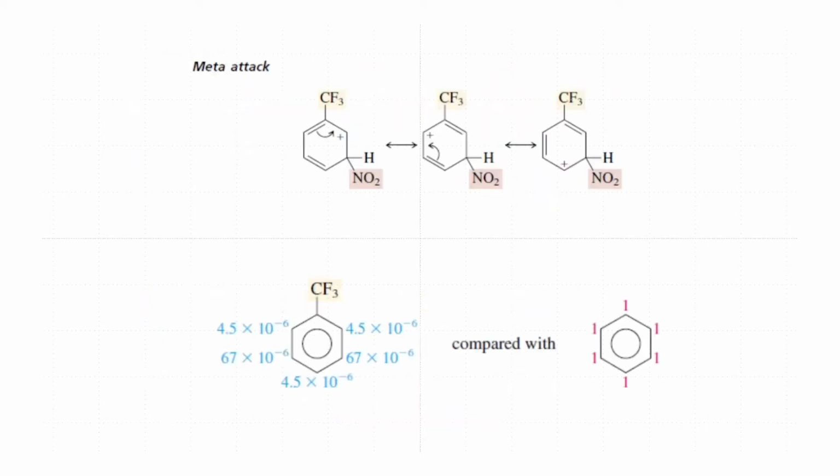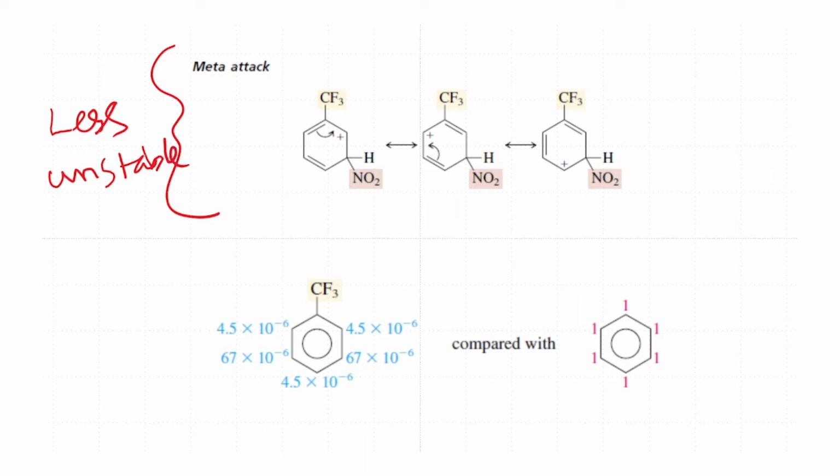Now, when you consider the meta attack, you will find that there is a positive charge right next to the attacked position. Once you delocalize it, you get a positive charge over here, and with the next delocalization there is a positive charge here. So in none of these resonance forms is the CF3 directly next to the positive charge. Therefore, this structure is less unstable compared to the other two structures.